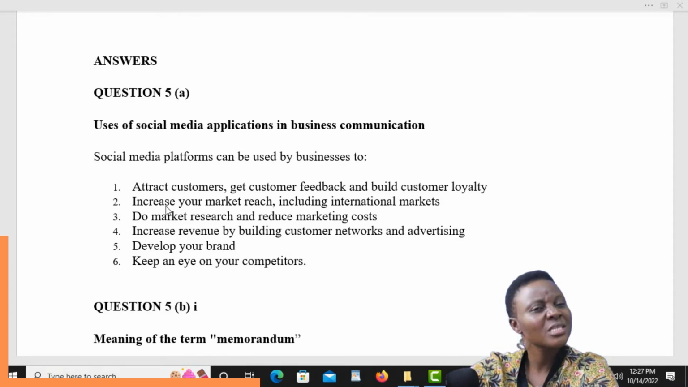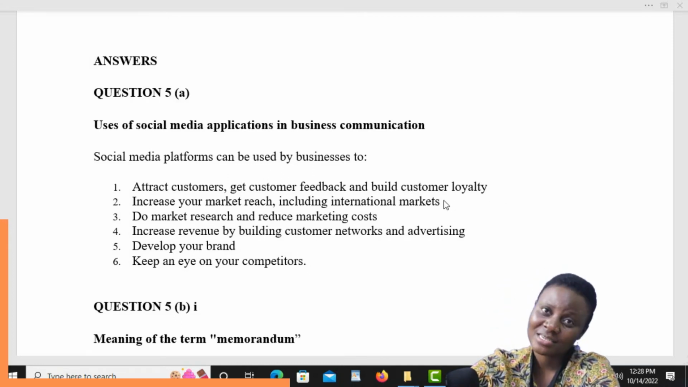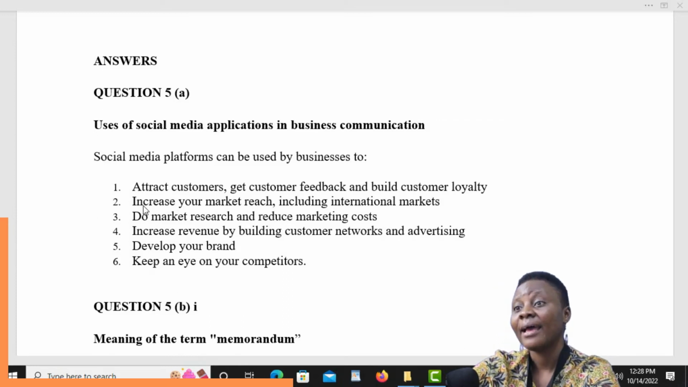For example, you can use Facebook to attract customers. You take photos or pictures of your product, post them on Facebook, and talk about the product. That attracts customers. Then you get feedback in the comment section, and by interacting with the customers there, you build customer loyalty. So you can use social media platforms to attract customers, to get customer feedback, and also to build loyalty. That is number one, which is 3 points in one.